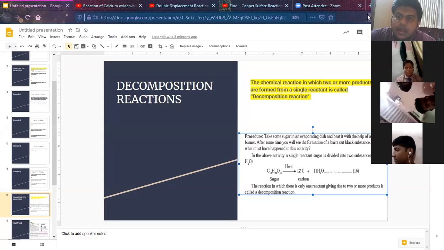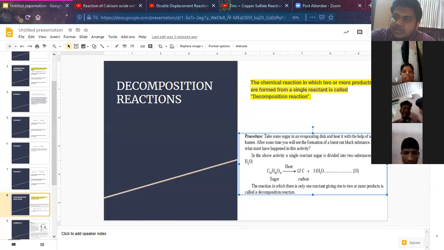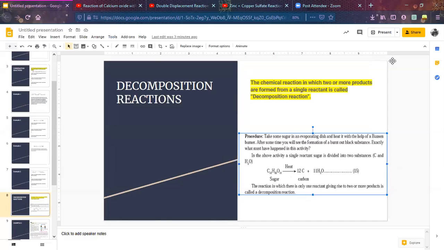Okay, thank you. So one example that we have in your textbook is, we are taking some sugar in a dish and we are heating it. What will we see? When we heat sugar, we get carbon and water. Okay. When we heat sugar, we get carbon and water. So from one reactant we get two or more products, carbon and water. So this is the example for decomposition reaction.